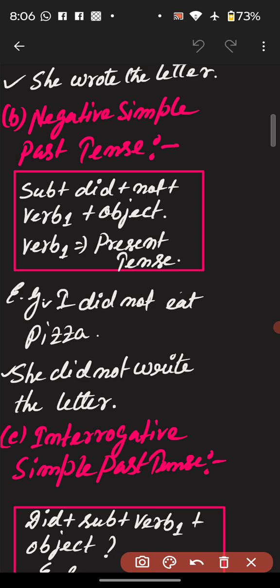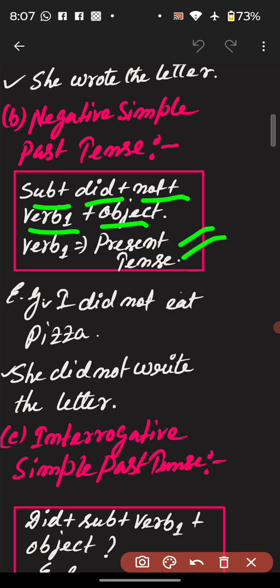So here the formation will be first subject, then did, that is the past form, then not, plus the verb in present tense, not in past tense. Always remember, it is always in present tense, plus object. Is it only for past indefinite? Only for past indefinite, right? This is for past indefinite, but not only for past indefinite.